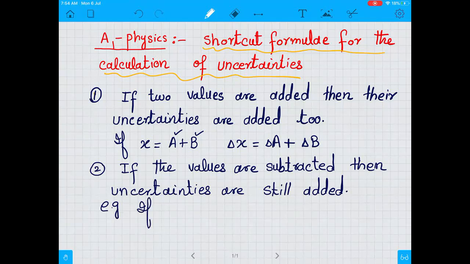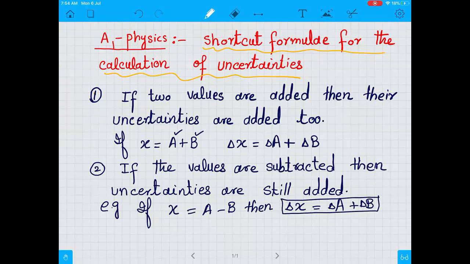For example, if you have two values a and b which are subtracted, then their uncertainties will still be added. So even if two values are subtracted, their uncertainties are still added. This was the formula for addition and subtraction. Now what about the product?